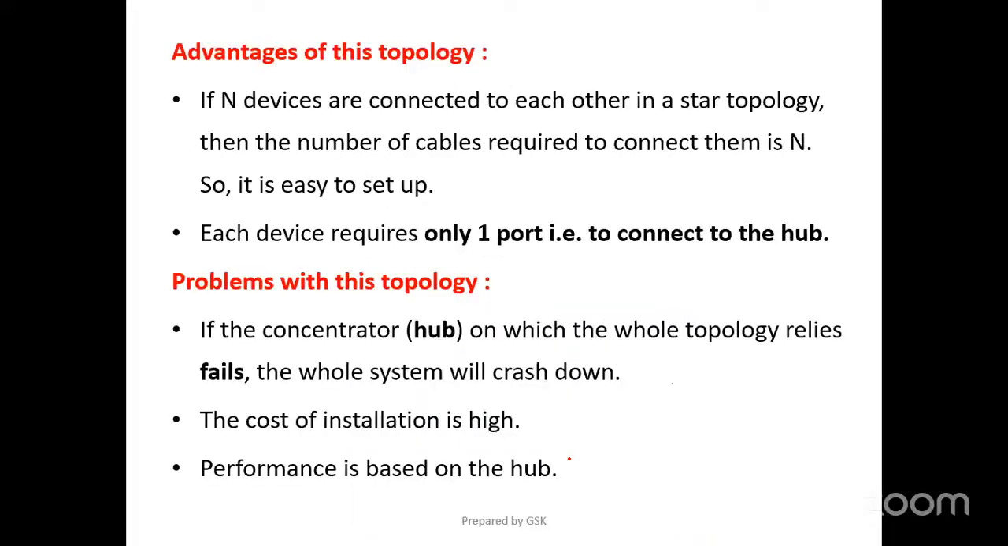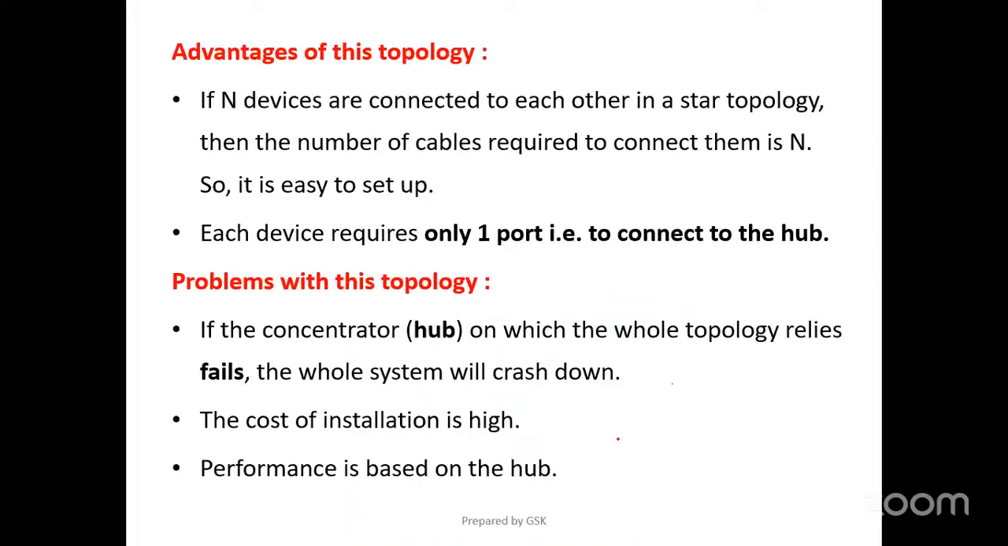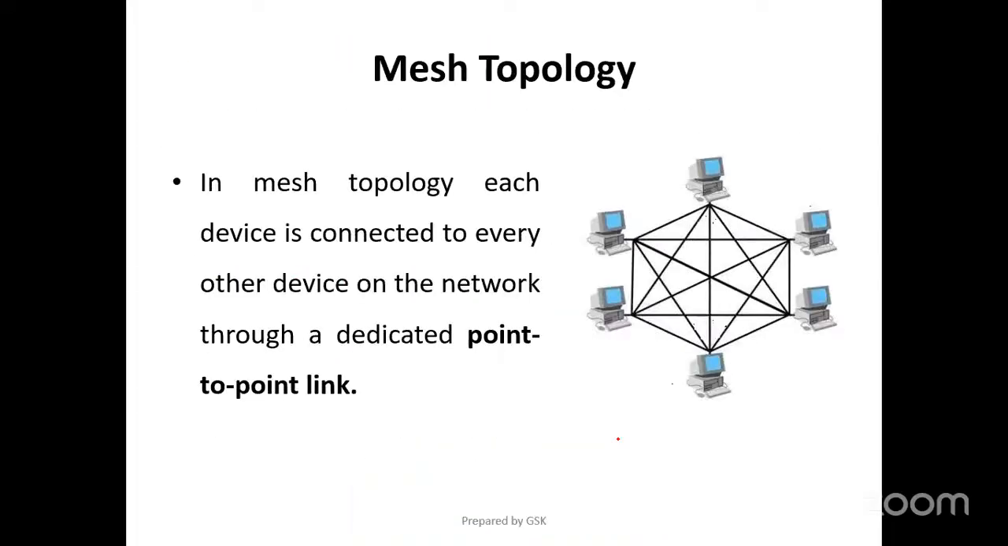Then performance is based on the hub only. For example, if the performance of the hub is very low, obviously that network has very less performance because probably all the processes are done in the hub only. If the hub has lower capacity, low performance, obviously the network capacity will be decreased.